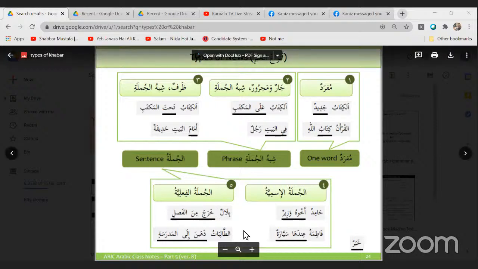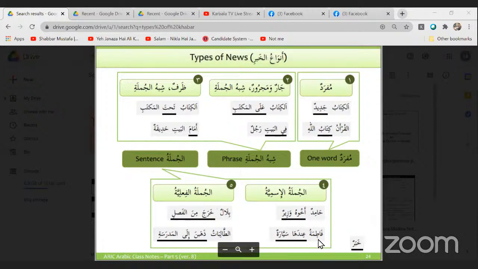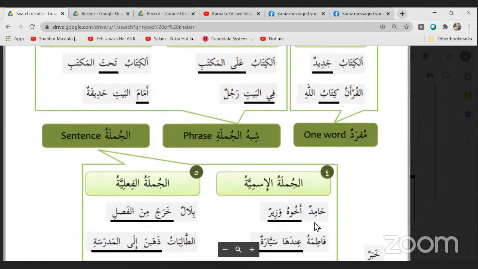Excellent. And finally, over here, Hamidun, Fatimatu, they are all proper nouns, and they are the subjects. So here, Akhuhu wazirun. Akhuhu, what is it? It is mudaf ilay. Yes. So mudaf ilay is coming as the subject, mubtada. Wazirun is indefinite. Is that clear?